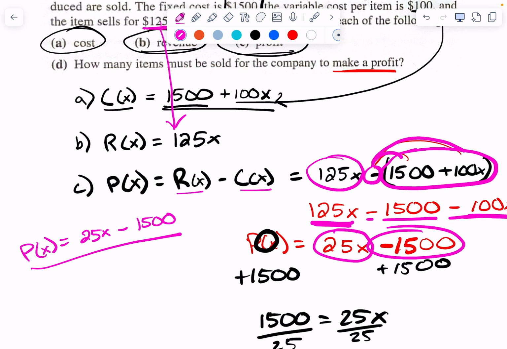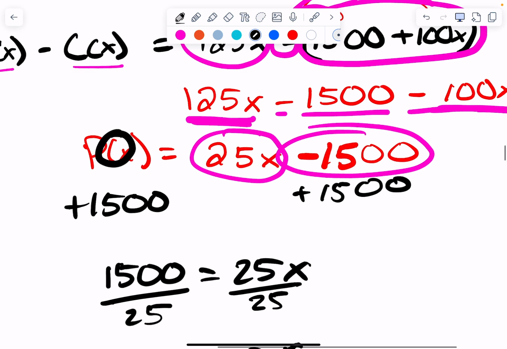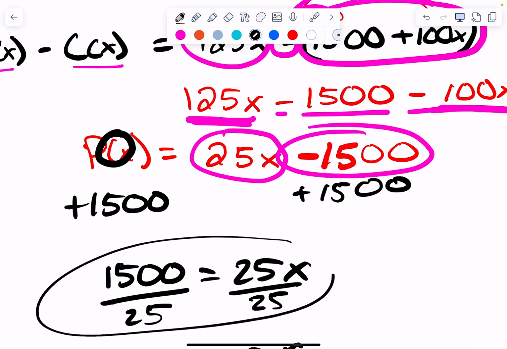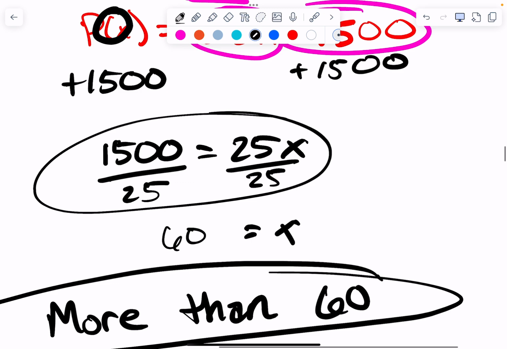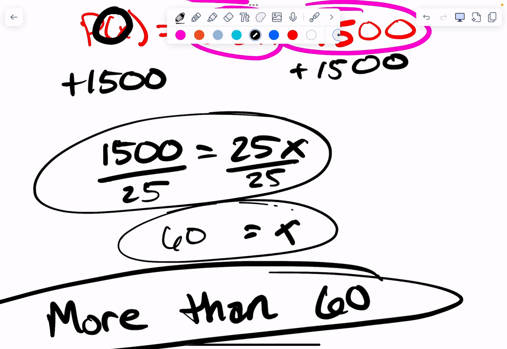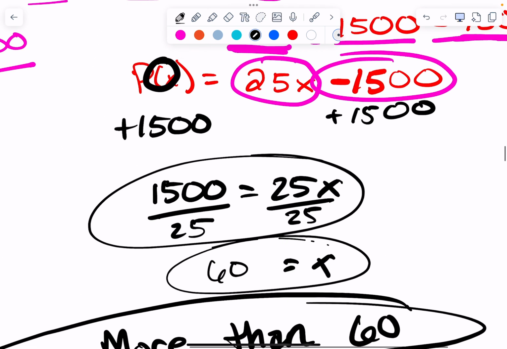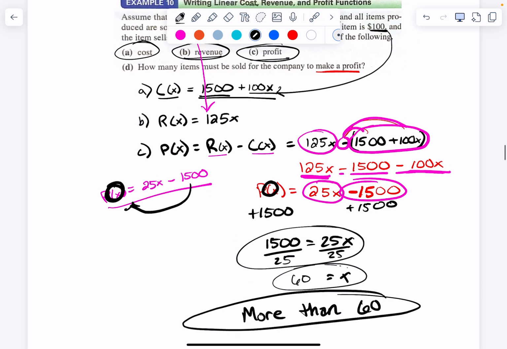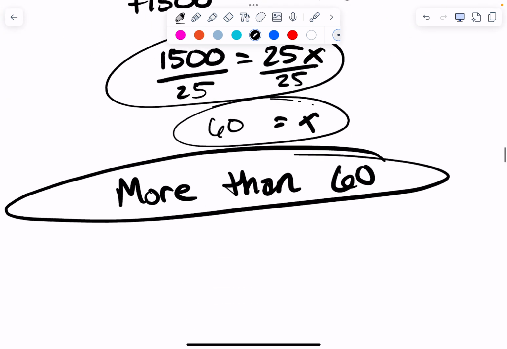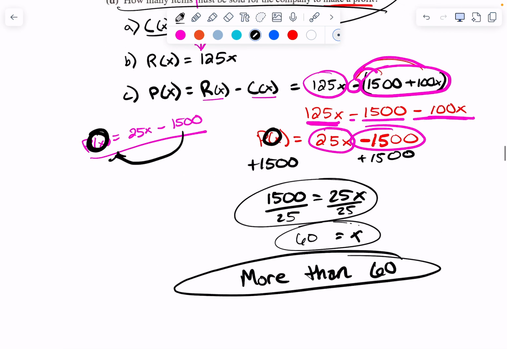And then in part D, it says how many items must be sold before we make a profit. Well, if we want to break even, we plug 0 in for P. And then we added the 1,500 over, which is right here. We added 1,500 over, and we ended up with this thing going on, right? If we divide by 25, we would have to sell 60 items just to break even. So when it asks for how many items must be sold for the company to make a profit, more than 60, okay? Otherwise, we're losing money, right? So there is how that works.